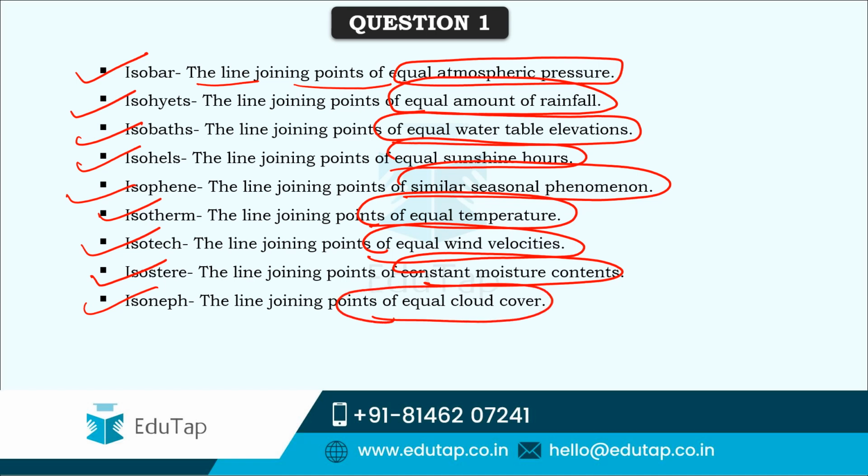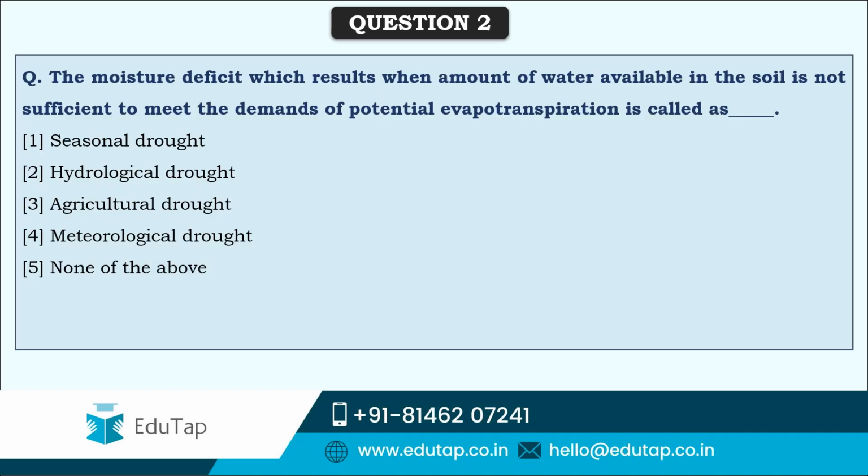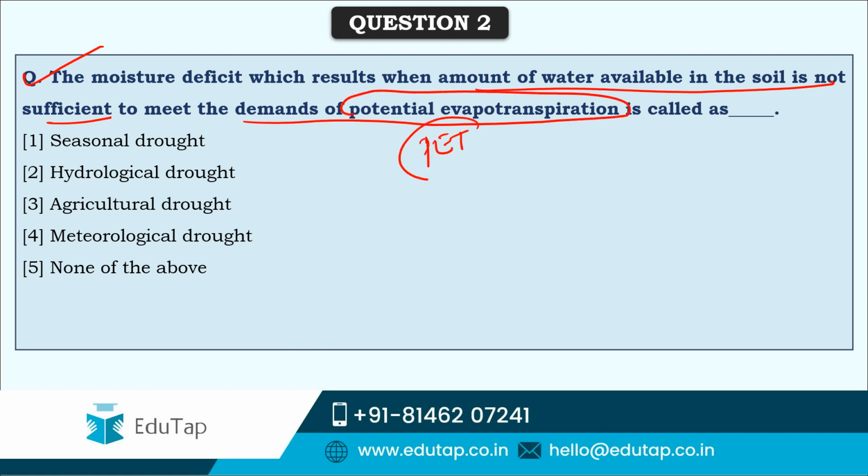So based on these various factors, the line joining all the points on that globe, those are called by various terms as mentioned here. So friends, next comes the moisture deficit, which results when the amount of water available in the soil is not sufficient to meet the demands of potential evapotranspiration. Such drought is called as agricultural drought.